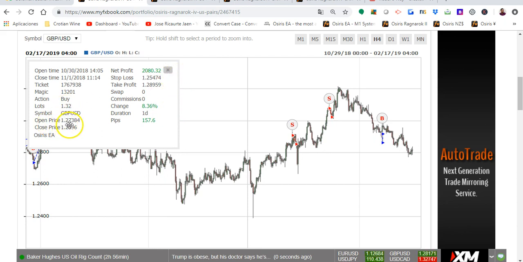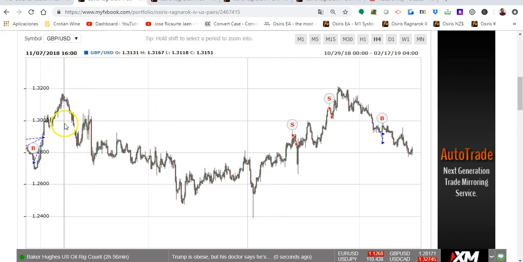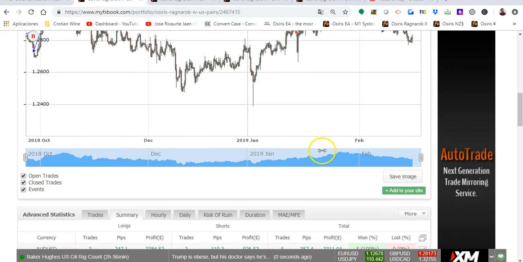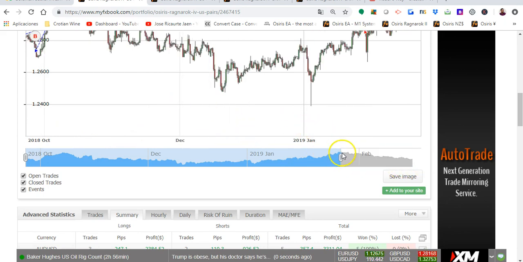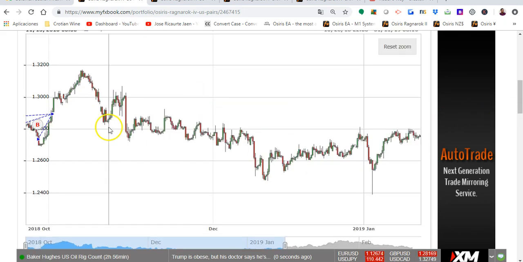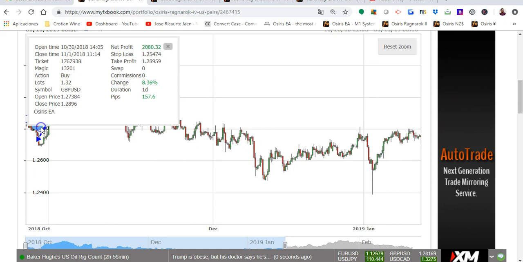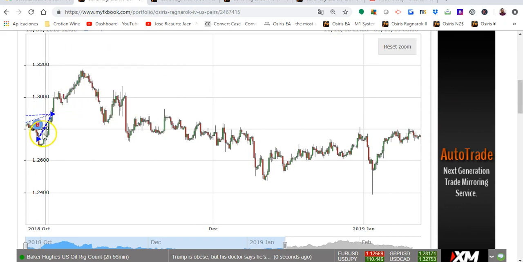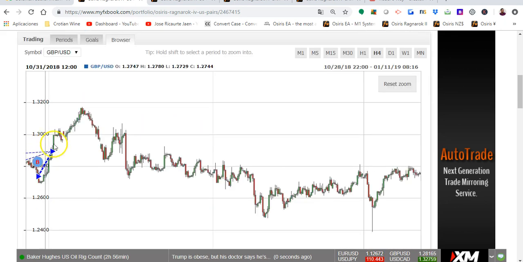So the open price 127.38. Now 127.38. Let me see if I can bring this back. See how we can get this trade. We are selecting the trade at 127.38, and I'm going to take a look at this. I want you to see this. So the trade executed at 127.38.